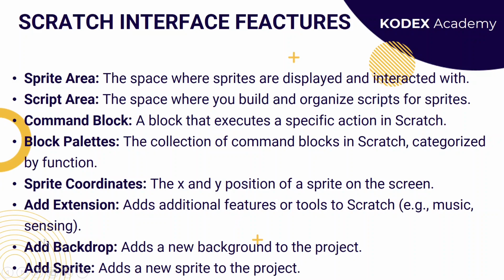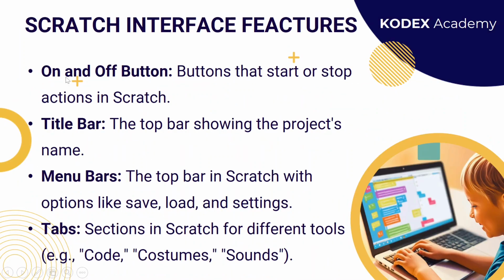Now the next one is add backdrop, which is very easy. You just need to add a new background in your project. So you can select add backdrop, or if you want to choose a sprite, you can just go to add sprite. Next one, it's on and off. As I already showed, the flag symbol is for on, and the octagon symbol in red color is to turn off your animation.